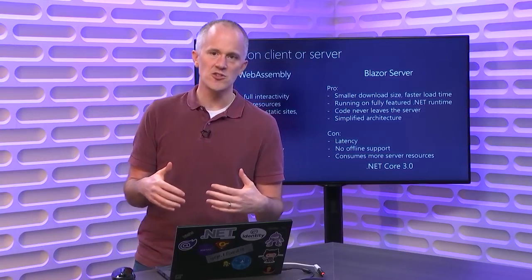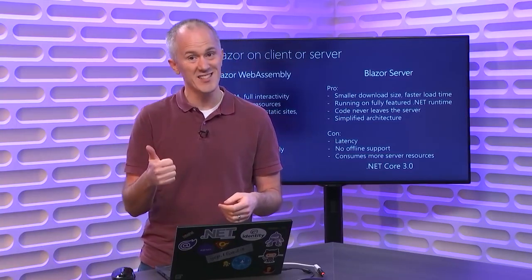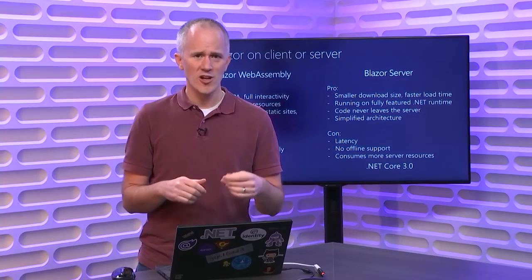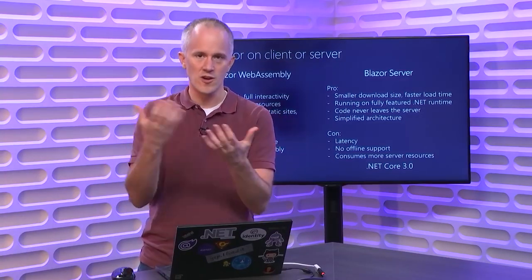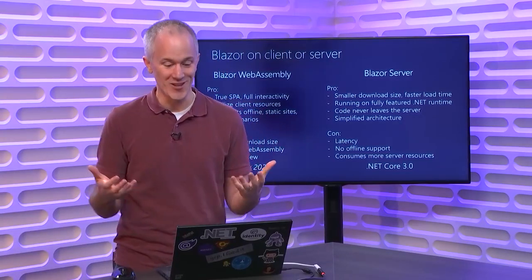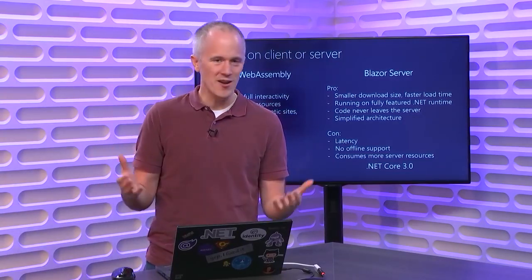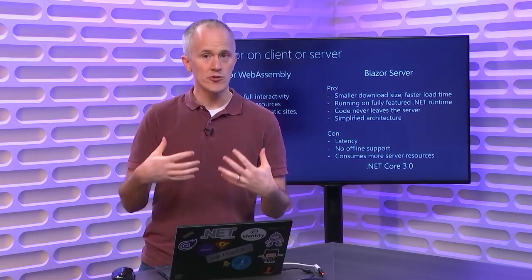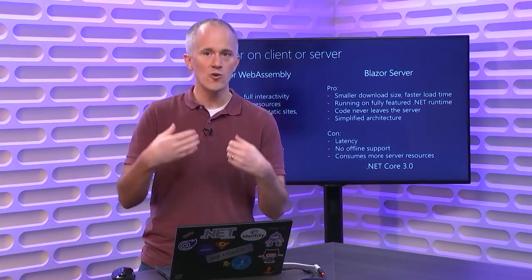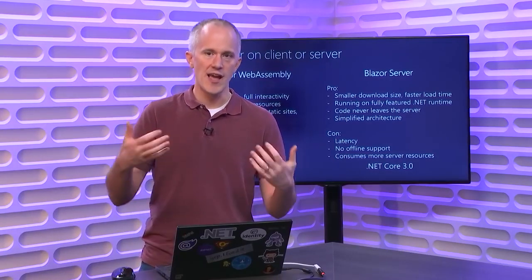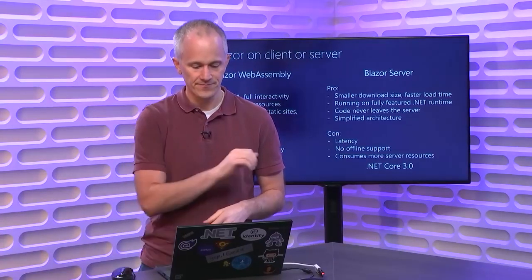The cons of the Blazor server model are, first of all, latency. All of your UI interactions are going to go over the network. So you're going to want to make sure that your clients and the server are as close together as possible. There's only so much you can do about the speed of light. It's a connected model, so obviously no offline support. And also, you're paying with your server resources to run the UI for each connected client. So that's an additional scale and cost consideration.